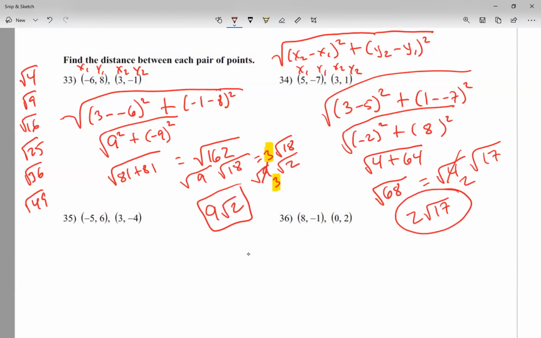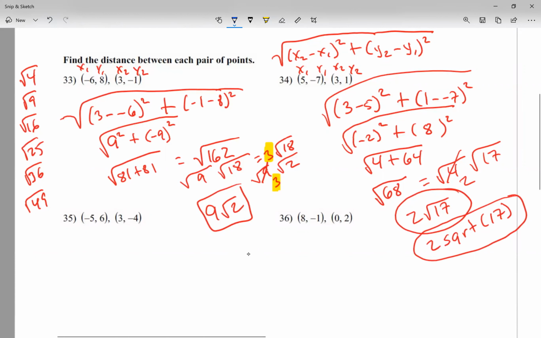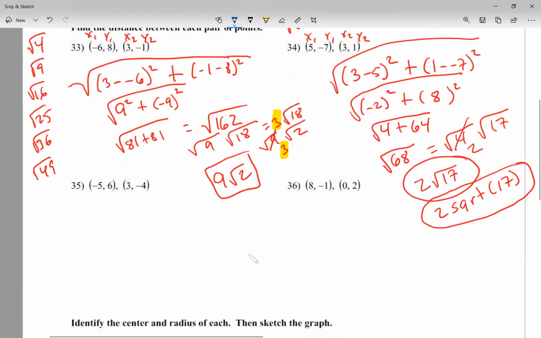This is a reminder of how we type this: 2 square root of 17. Right, the same way we typed things yesterday. All right, let's take a look at a couple more examples. Kind of confusing at the beginning, yes, but it will get better.